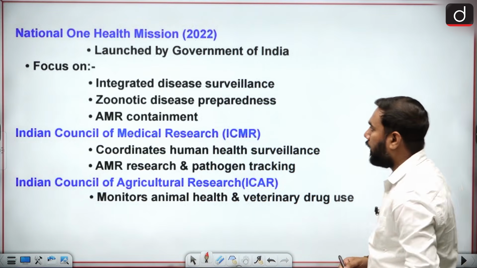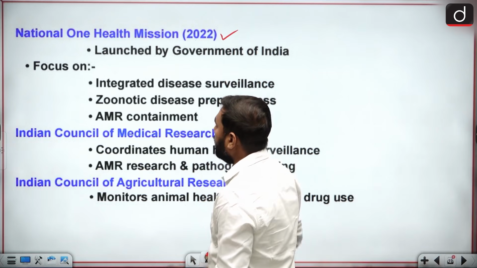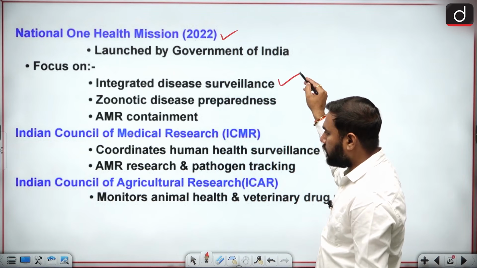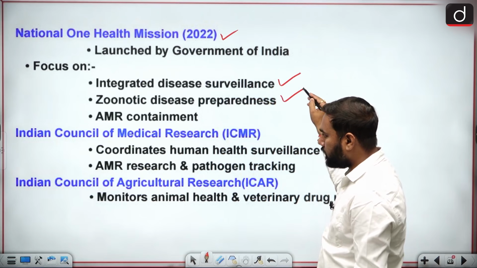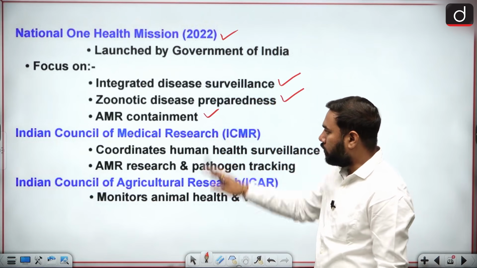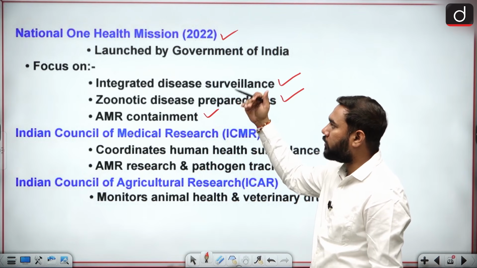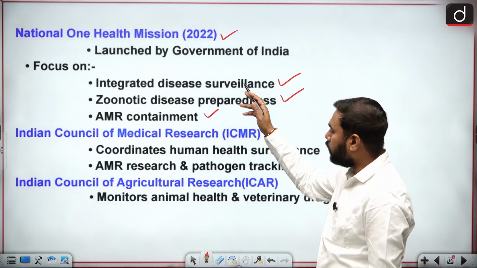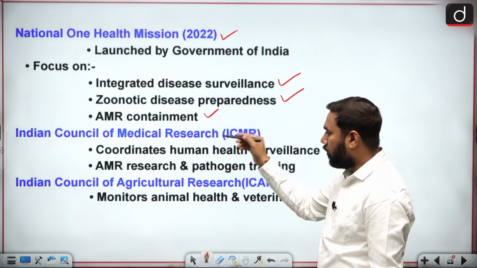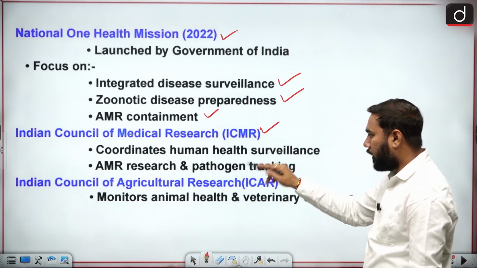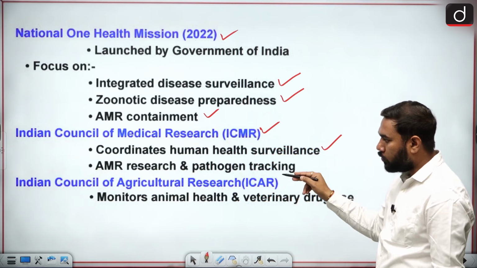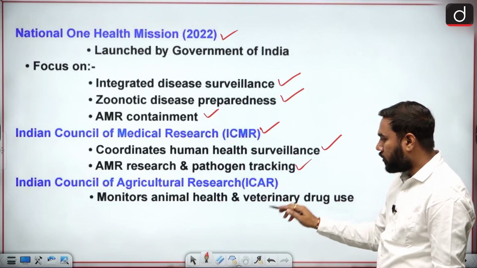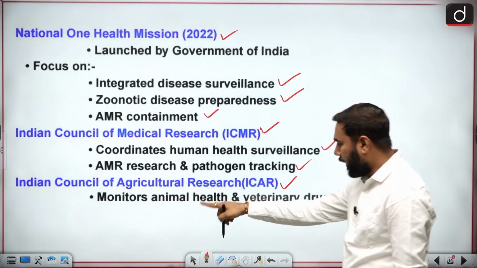The National One Health Mission was started in 2022. It was launched by the government of India. It covers integrated disease surveillance, zoonotic disease preparedness and AMR containment. These are the topics we are covering under the National One Health Mission, which is the preparation for starting the One Health system. The Indian Council of Medical Research, ICMR, coordinates human health surveillance, AMR research and pathogen tracking. The Indian Council of Agricultural Research, ICAR, monitors animal health.